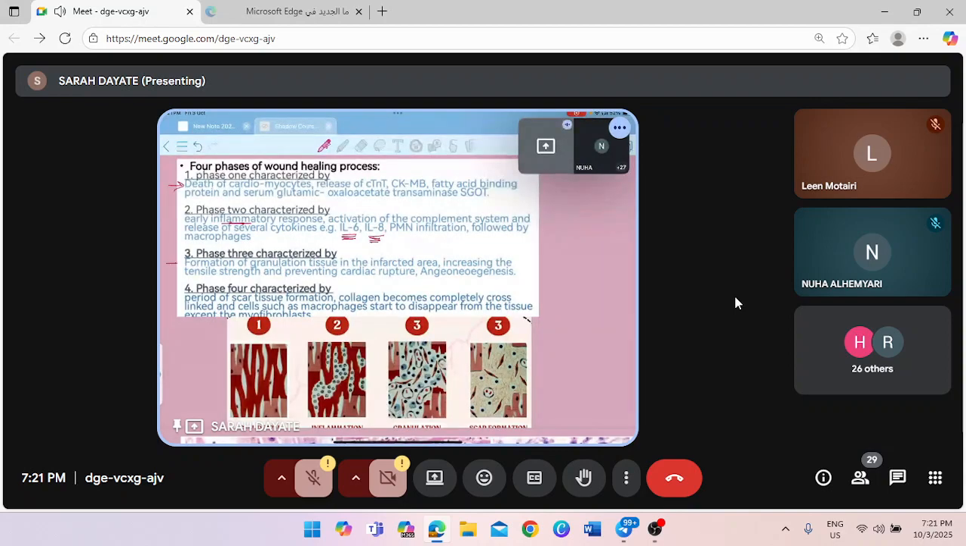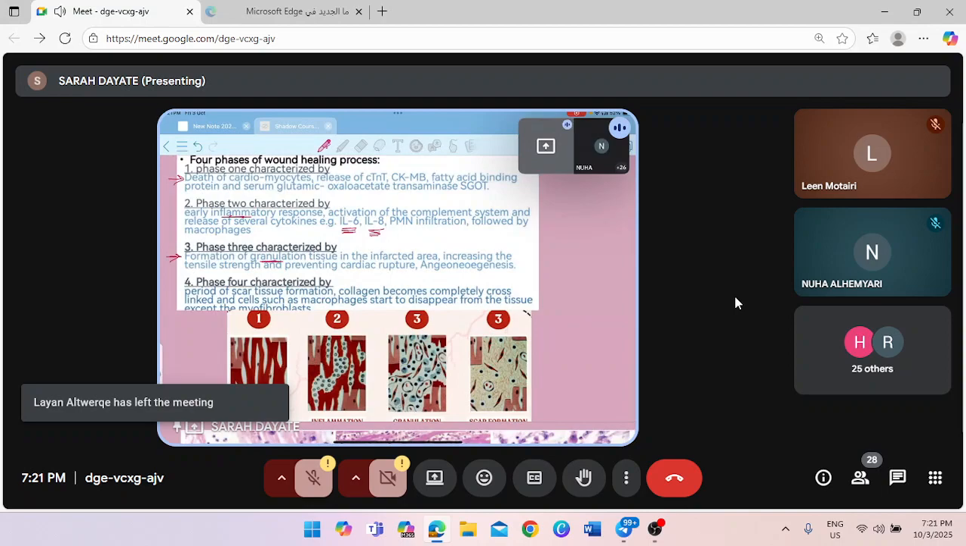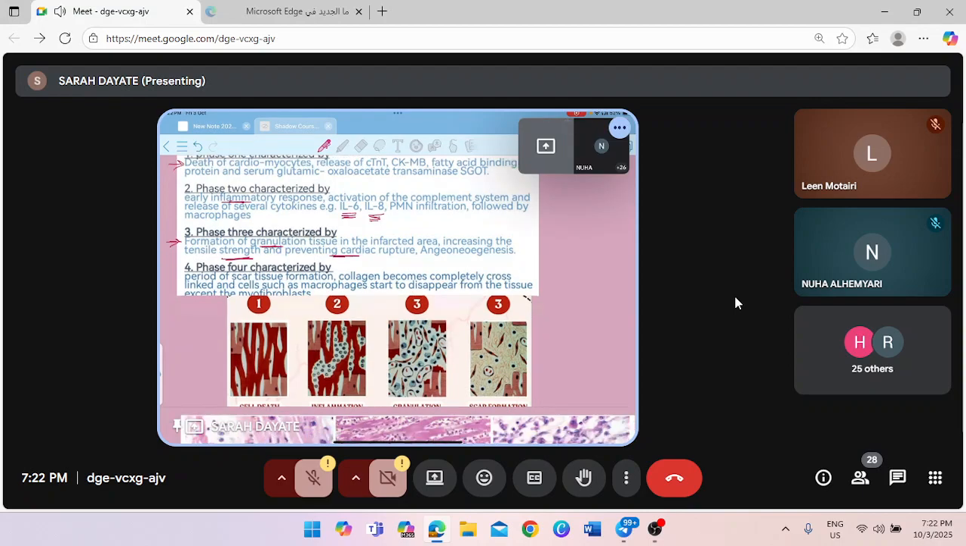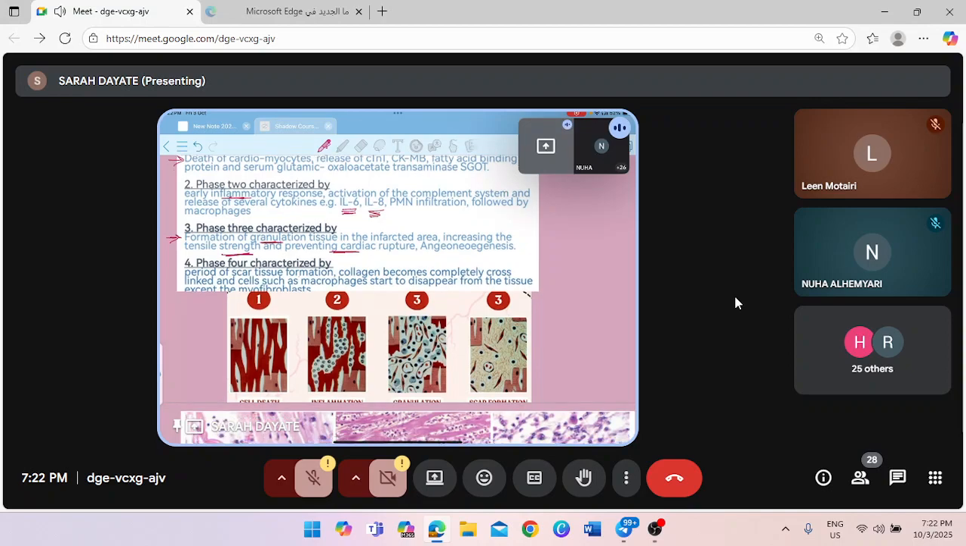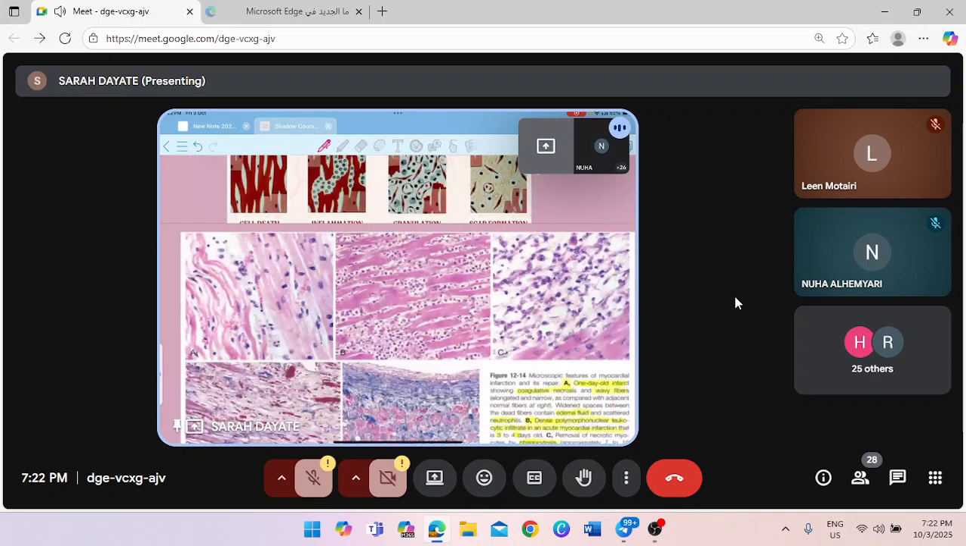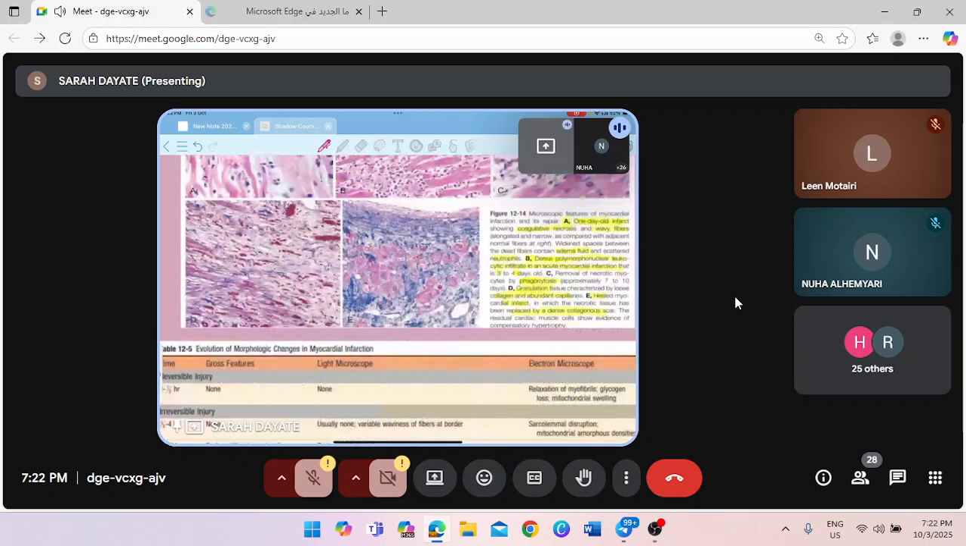Phase 3, the formation of the granulation tissue. It will close this infarct, increasing the strength and preventing cardiac rupture, and angiogenesis. We have collagen also intervening. Phase 4, where the scar has been formed, the collagen becomes completely cross-linked and cells such as macrophages start to disappear from the tissue. Okay, so I think we'll explain it more in this figure.